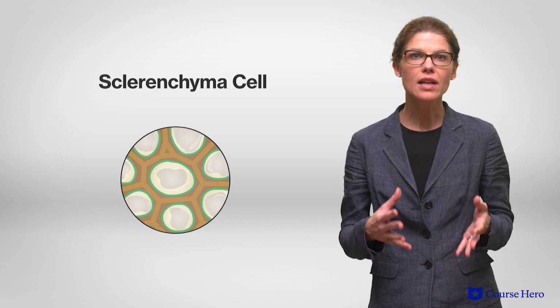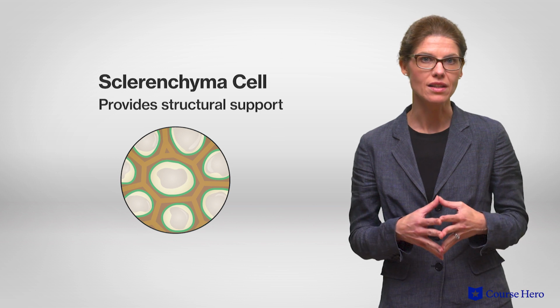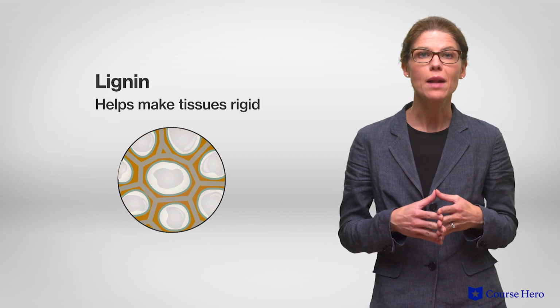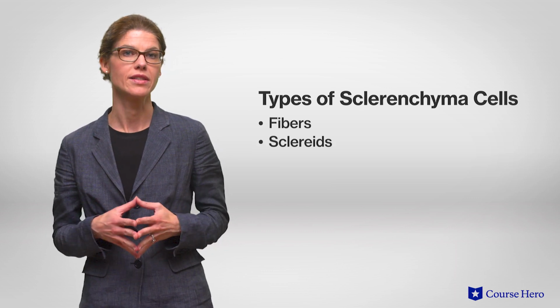Notice how their structural adaptations make their specific functions possible as we take a closer look at each of these cell types. A sclerenchyma cell is a hard, woody cell that, along with other cells, provides structural support. It contains an organic polymer called lignin that helps make the tissues rigid. Sclerenchyma cells are of two types, fibers or sclereids.